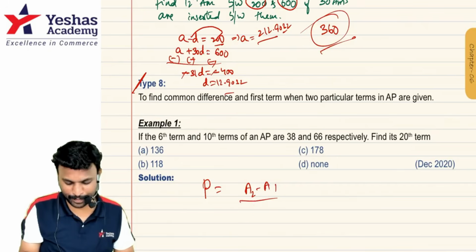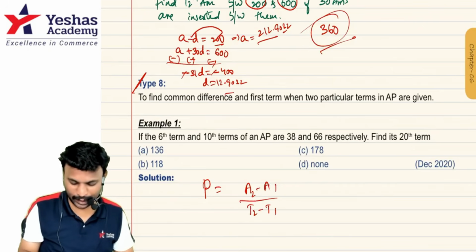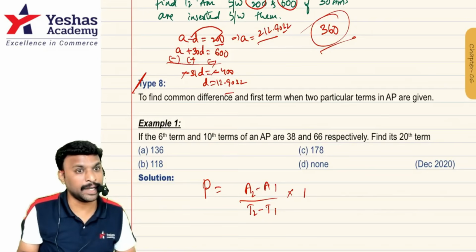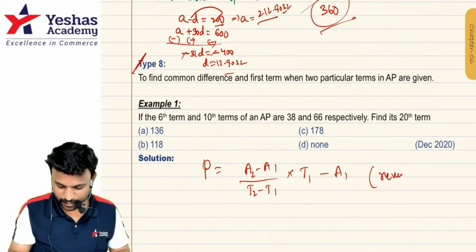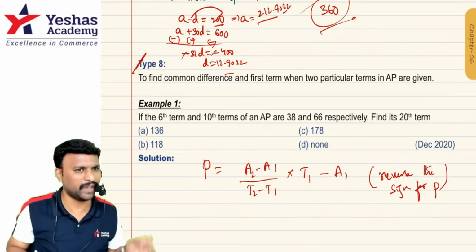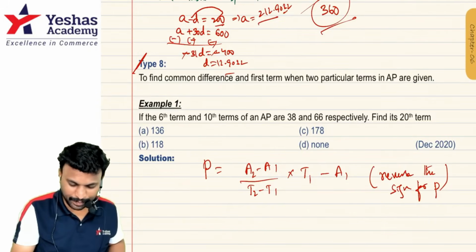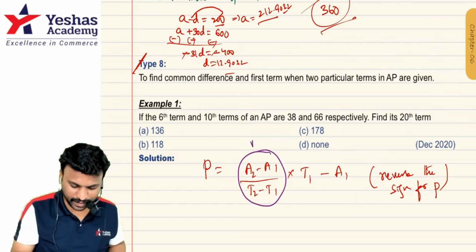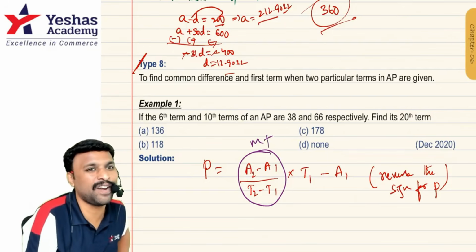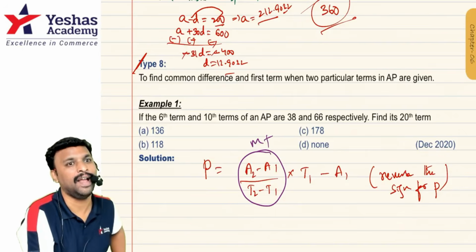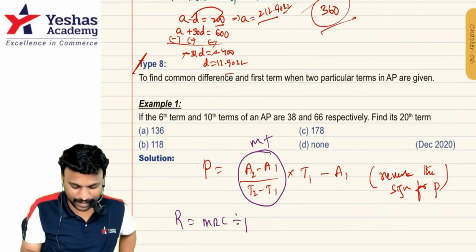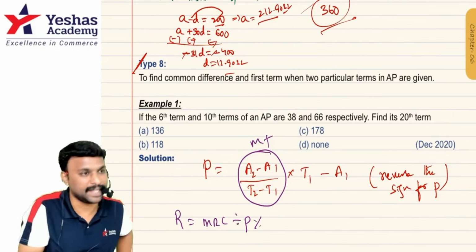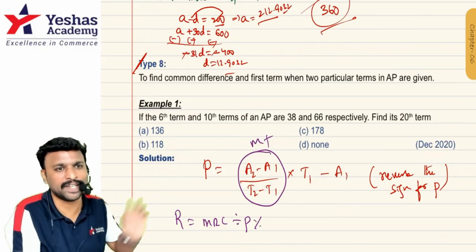A2 minus A1 by T2 minus T1 into T1 minus A1. We reverse the sign for P. Whatever you get, you have to reverse. You store it for what? What is this stored? SI for each year, 1 year, correct? To get R, MRC divided by P percentage. You remember, the same shortcut works for this variety also.